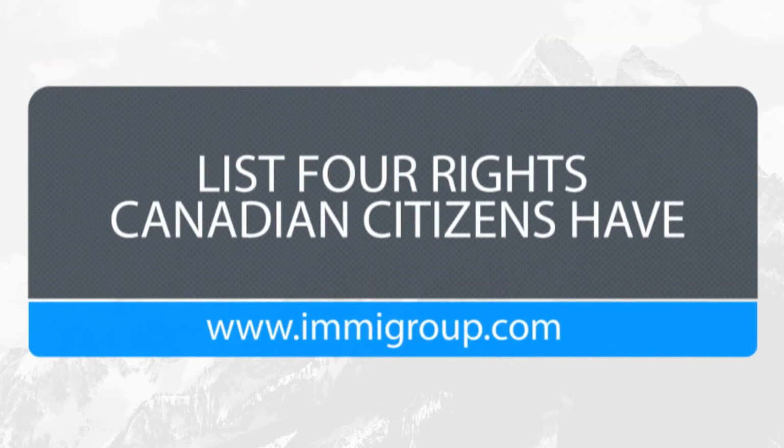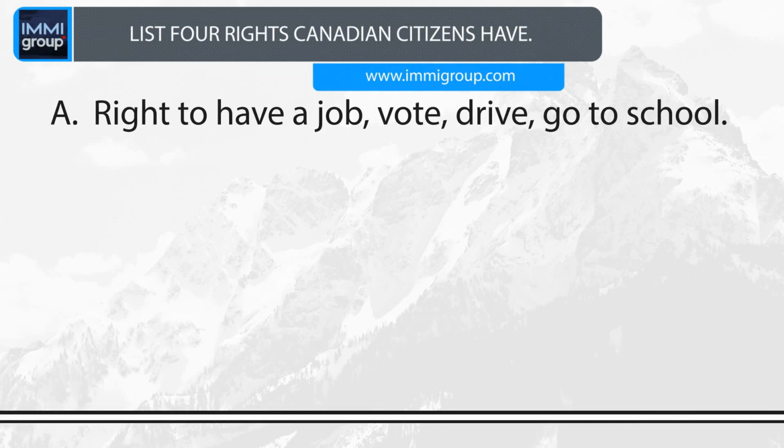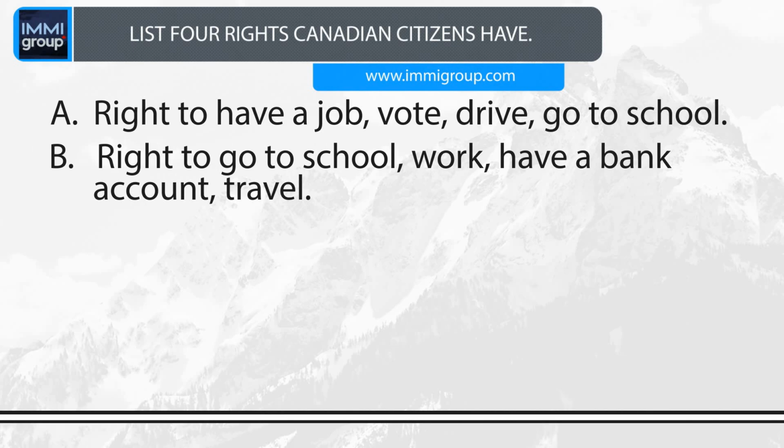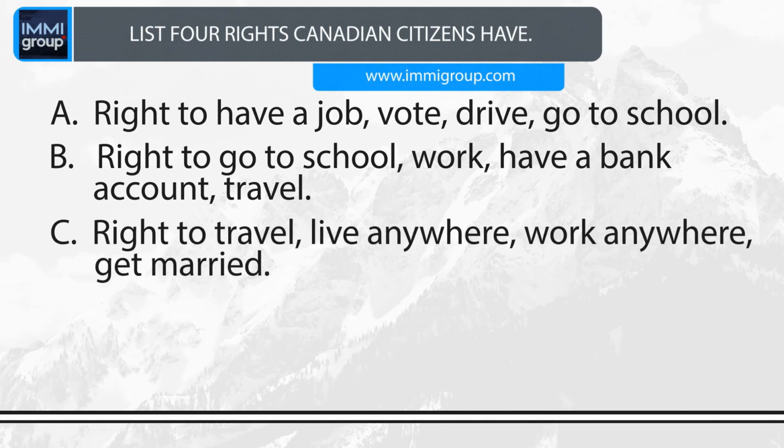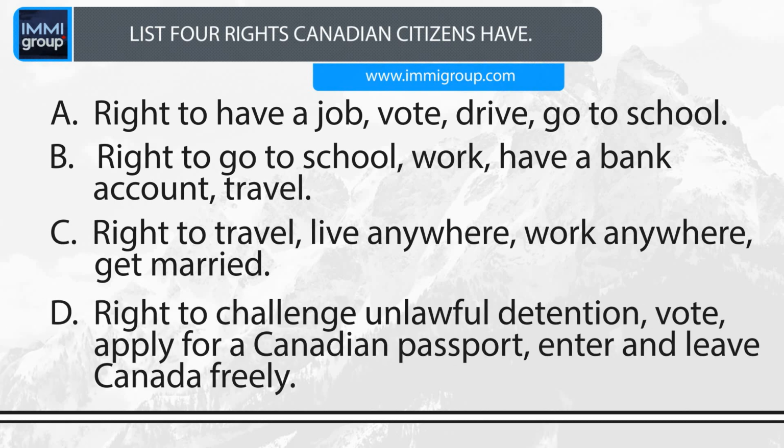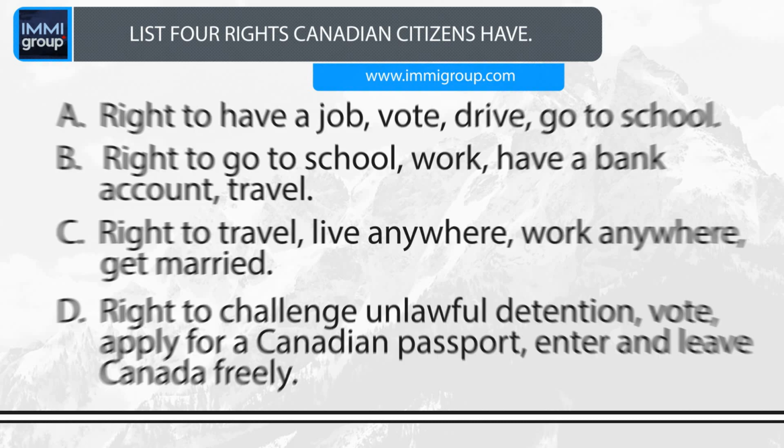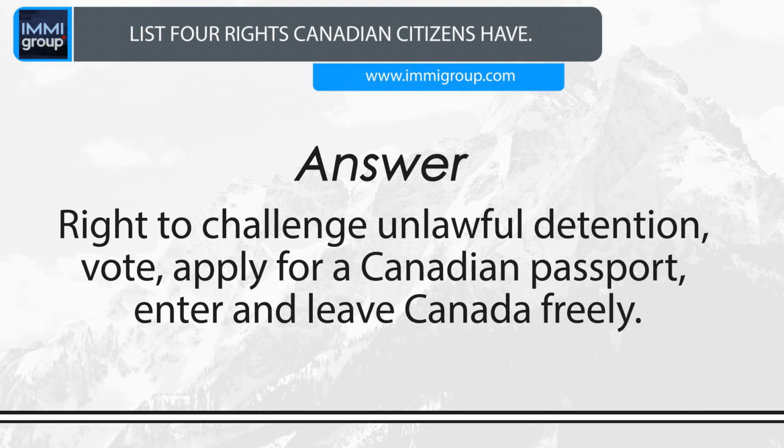List 4 rights Canadian citizens have. A. Right to have a job, vote, drive, go to school. B. Right to go to school, work, have a bank account, travel. C. Right to travel, live anywhere, work anywhere, get married. D. Right to challenge unlawful detention, vote, apply for a Canadian passport, enter and leave Canada freely. Answer: Right to challenge unlawful detention, vote, apply for a Canadian passport, enter and leave Canada freely.